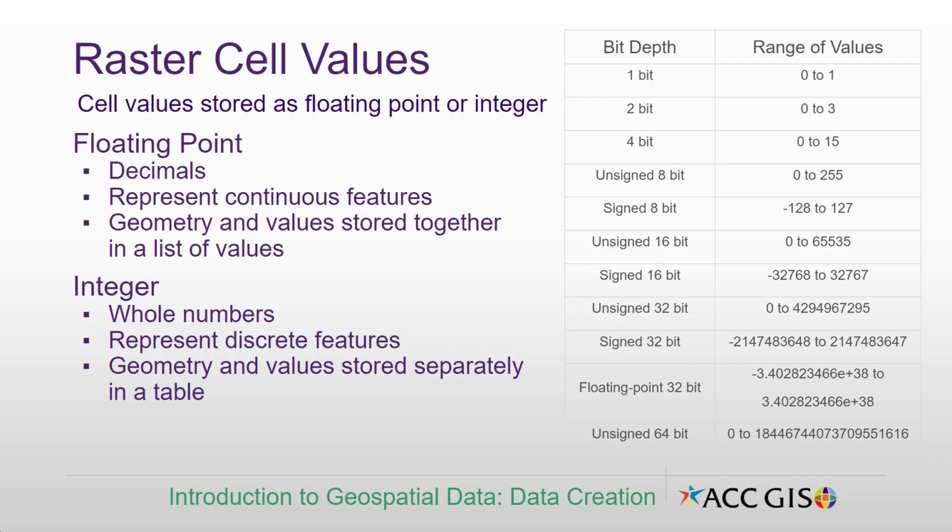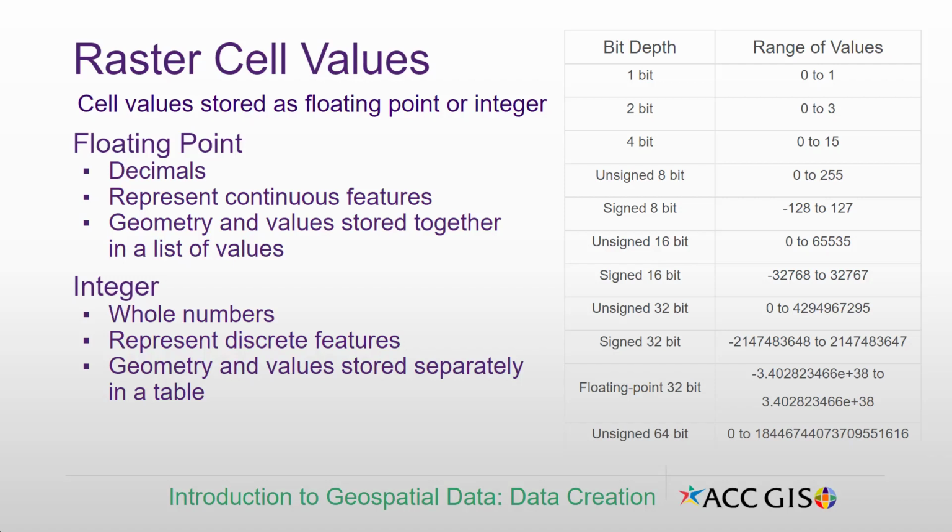For floating point data, the geometry and values are stored together in a list of values. You can't actually open a floating point attribute table in GIS. But for integer data, the geometry and values are stored separately in a table. And so you can open the attribute table associated with an integer raster.